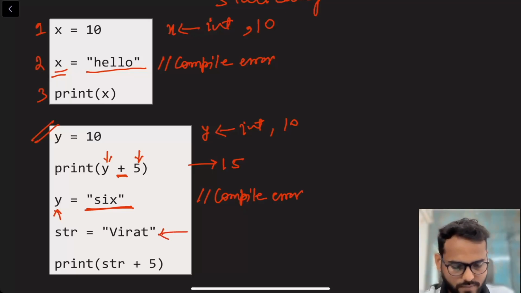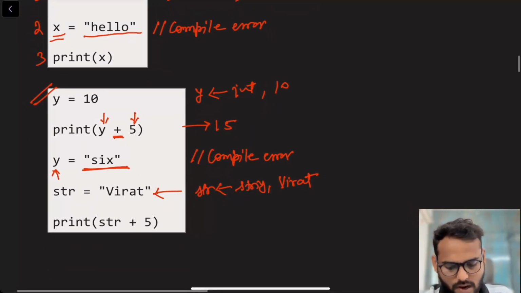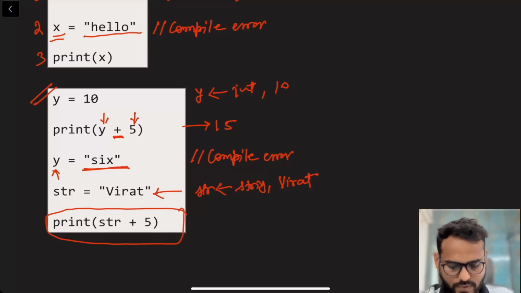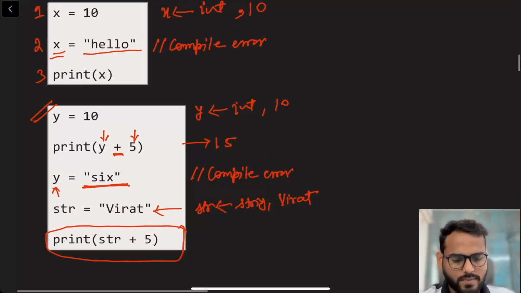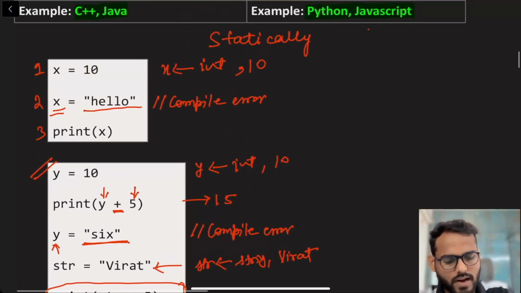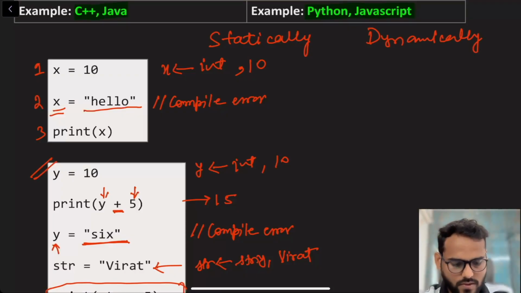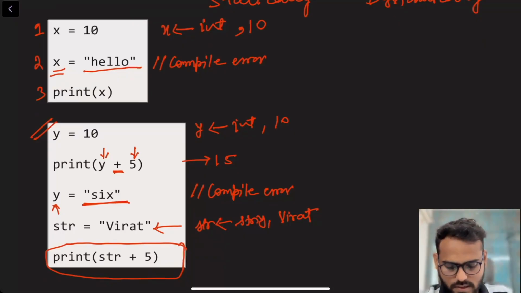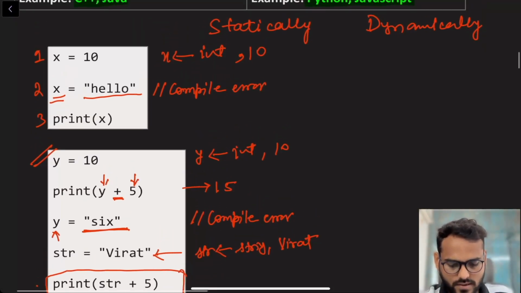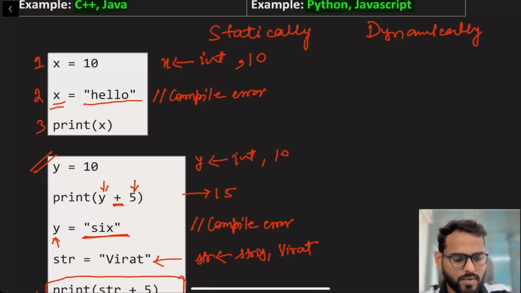On this line, one more variable is getting created of type string with value virat. What will be the output of this last line? The output of this last line depends on one more concept, which we will look into once we explore these examples in the context of dynamically typed language as well. So let us forget about this last line for now and explore these examples in the context of dynamically typed language.